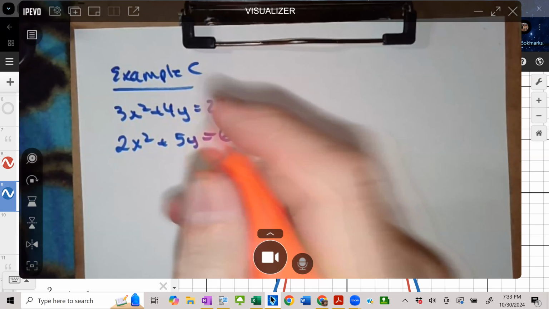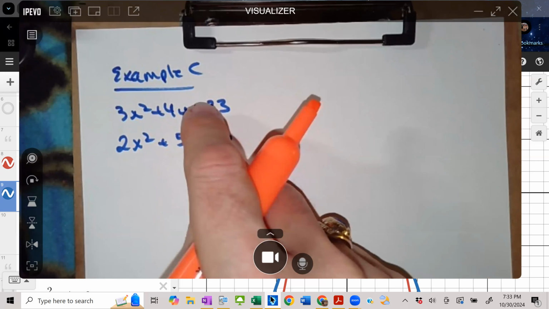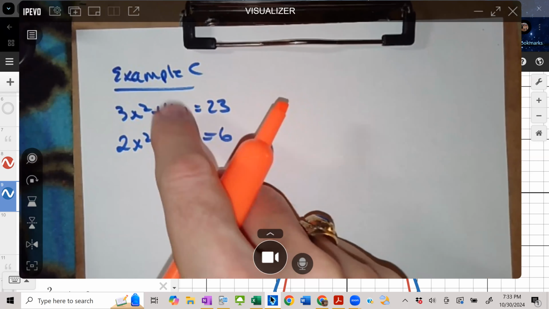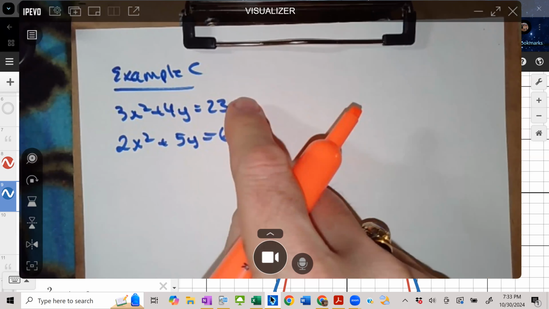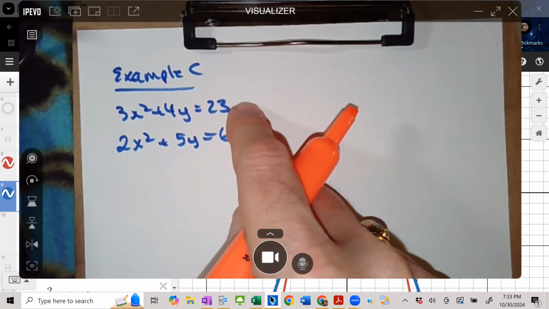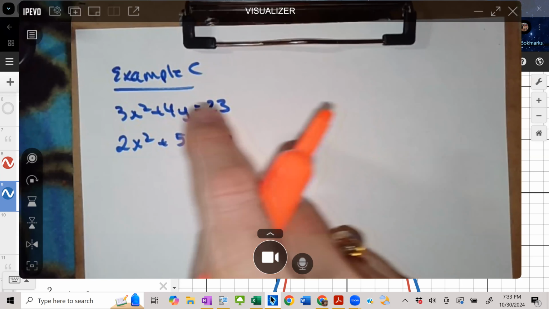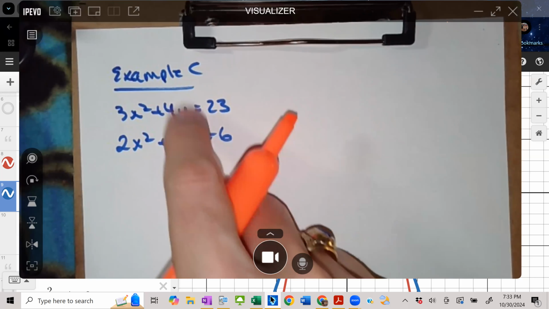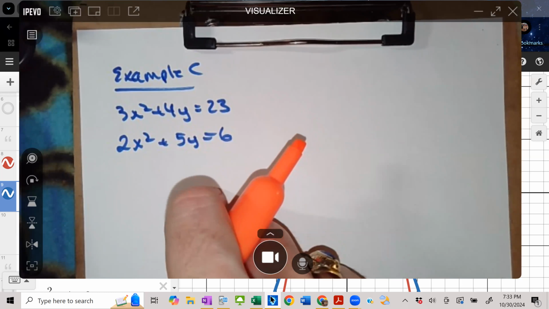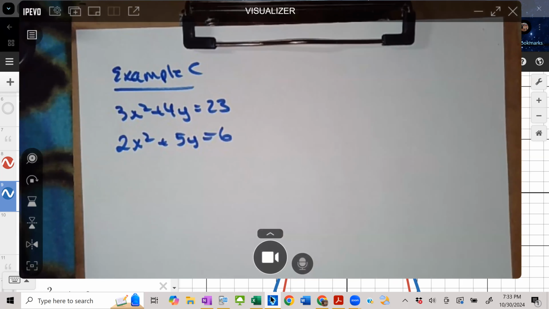So that would be trying to get one of these variables to cancel each other out. I need to have the same coefficient here and here, but opposite signs. So for instance, I can multiply the top equation by negative 5 and the bottom equation by 4. That would give me minus 20y here and a positive 20y here. And when you add those, they would cancel. But you know what? It might be nicer to get the x squareds to cancel because I don't have to multiply by as big of a number.